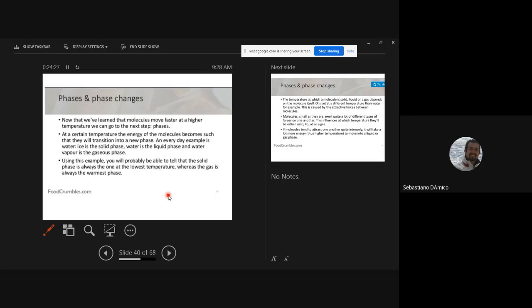An everyday example is water. Ice is the solid phase, which is when water is in a solid state. Water is the liquid phase or liquid state, and water vapor is the gas phase. Using this example, you can probably tell that the solid phase is always the one at the lowest temperature. This is a way that we visualize things.